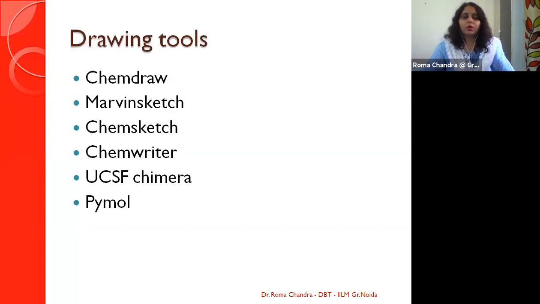You can draw the structures and study the structures, with tools like ChemDraw, Marvin Sketch, ChemSketch, ChemWriter, UCSF Chimera, and PyMOL. They will help you to draw these structures. So basically, the process of drug development starts with the disease and ends with the drug molecule in the market.